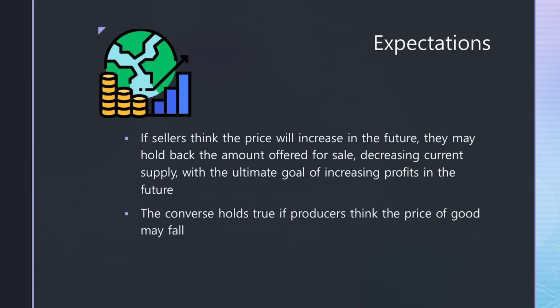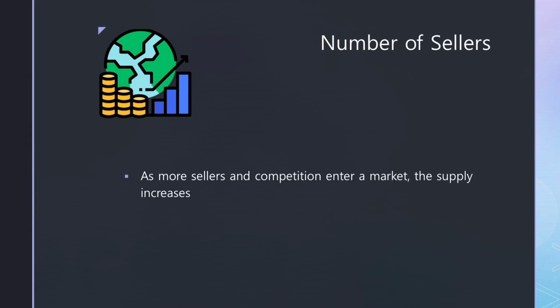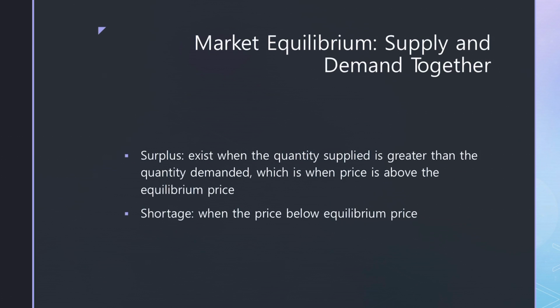Next up, we have expectations. If sellers think the price will increase in the future, they may hold back the amount offered for sale, decreasing current supply with the ultimate goal of increasing profits in the future. The converse holds true. If producers think the price of goods may fall, then they will sell now rather than in the future. And next we have number of sellers. As more sellers in competition enter a market, the supply will keep increasing, which means more people, more supply.